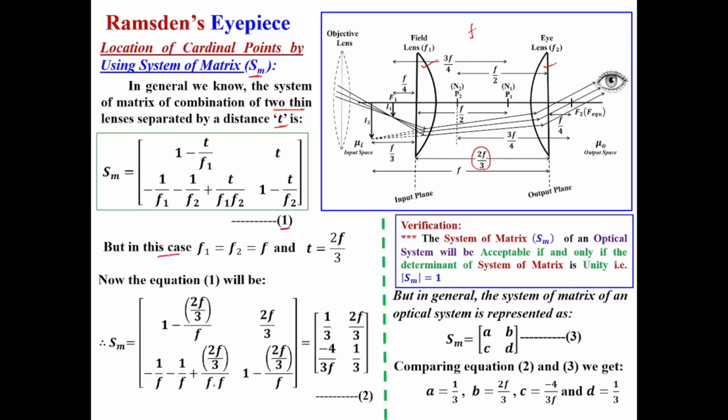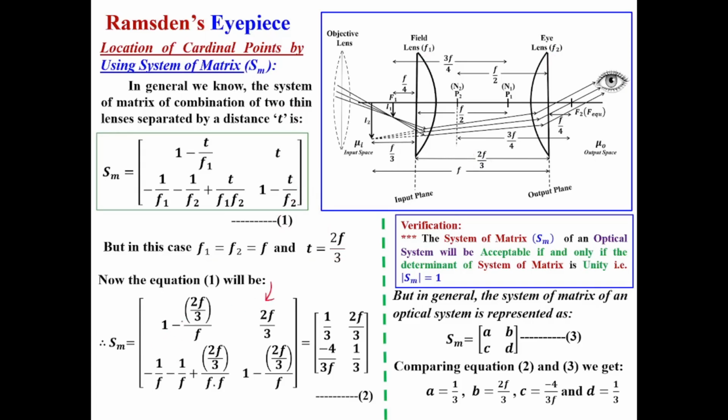But in this case, for the Ramsden eyepiece, f1 is the focal length of the field lens, f2 the focal length of the eye lens, both are the same. Small f I have considered, and t, the separation between them, is 2f by 3. So these values I substituted in your equation number 1. We can find this matrix.